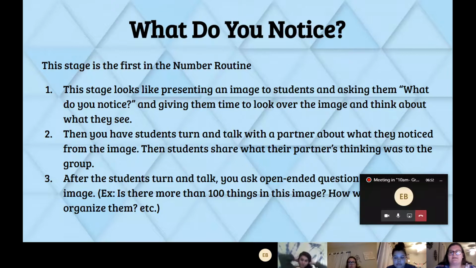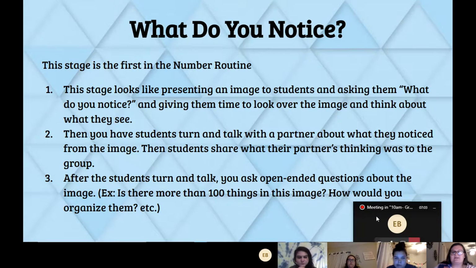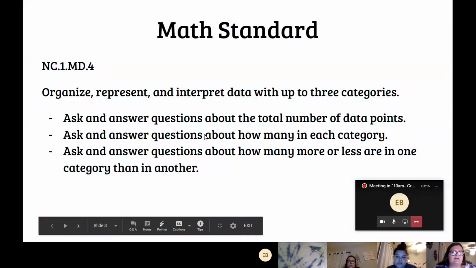So for this case, we'll share aloud our thoughts with everybody, and then we can bounce off of it and talk about it. It says that after the students turn and talk, you ask open-ended questions about the image. Examples would be, is there more than 100 things in this image? How would you organize them? And so on and so forth.